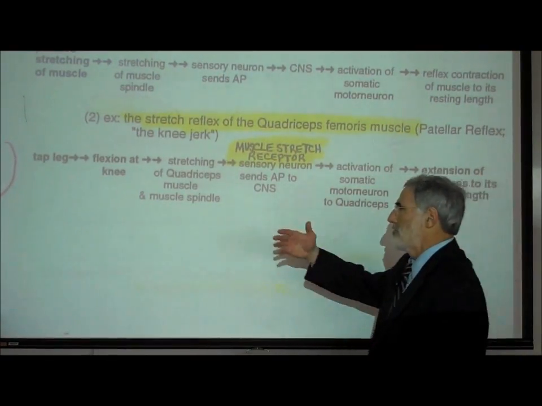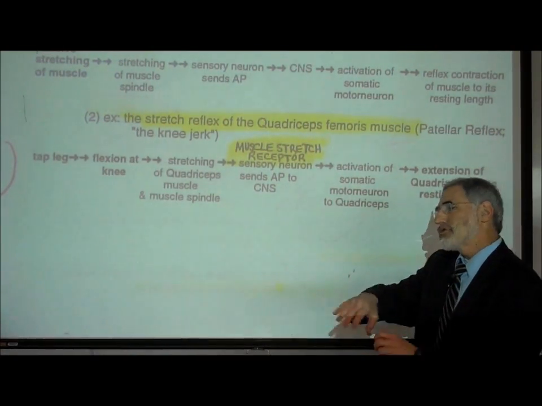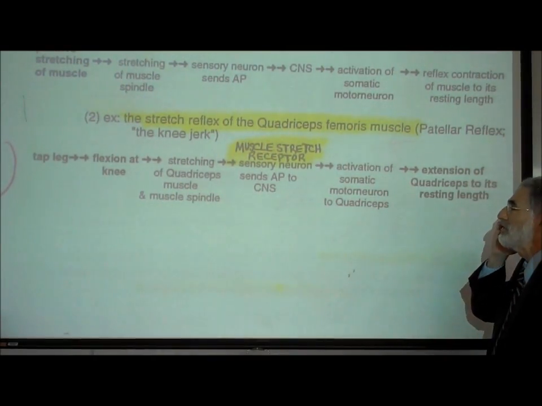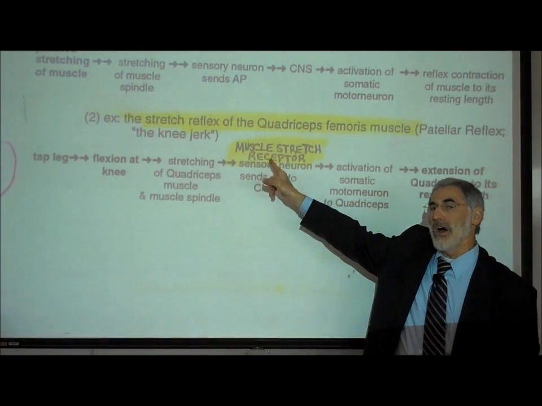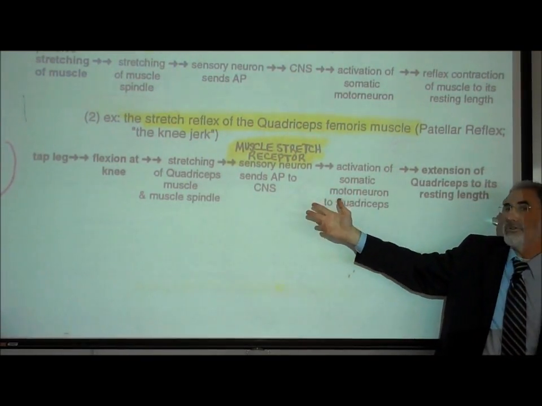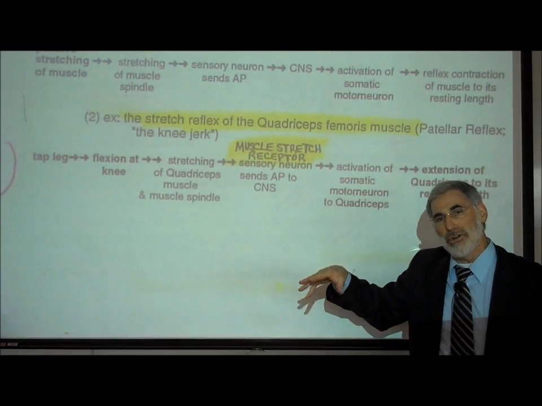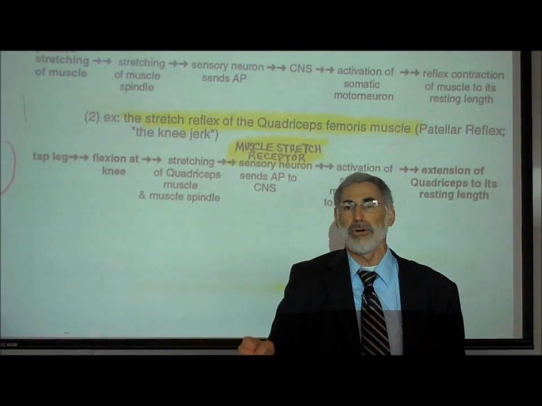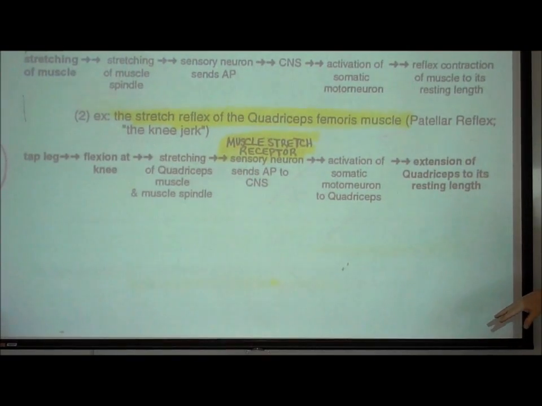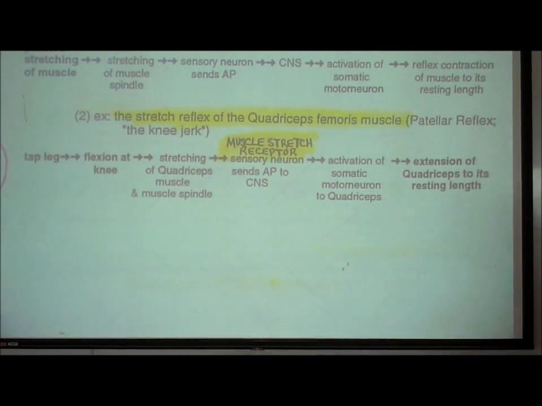And when you bend that leg, that actually stretches the quadriceps muscle. We'll show you a picture showing you that. When you stretch the quadriceps, that also stretches the muscle spindle structure embedded within the muscle, activating the sensory neuron called a muscle stretch receptor. That sensory neuron sends a signal to your spinal cord, your central nervous system, and it's going to cause activation of a somatic motor neuron. Which somatic motor neuron? The somatic motor neuron that controls your quadriceps muscle. And when you activate the quadriceps muscle to contract, you learn this in anatomy, when the quadriceps contracts, it extends the lower leg. So that's how the reflex works.